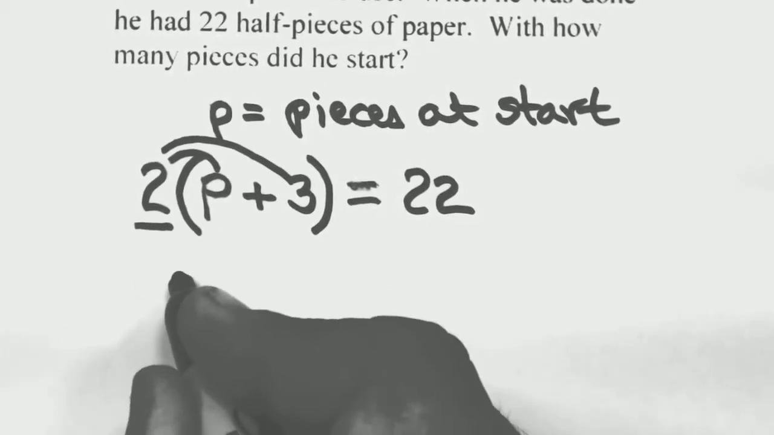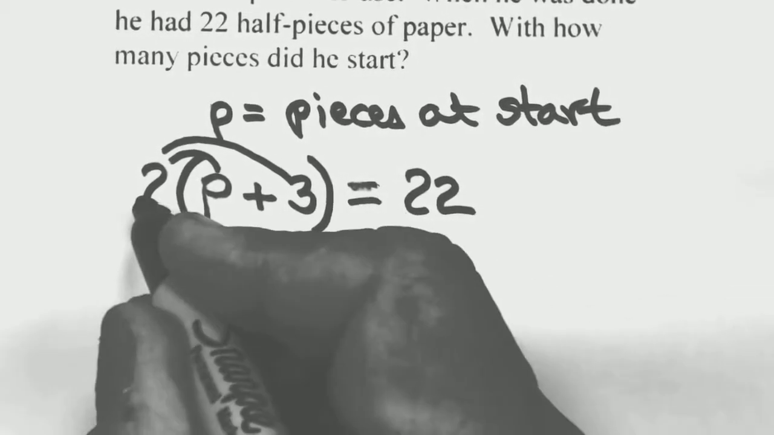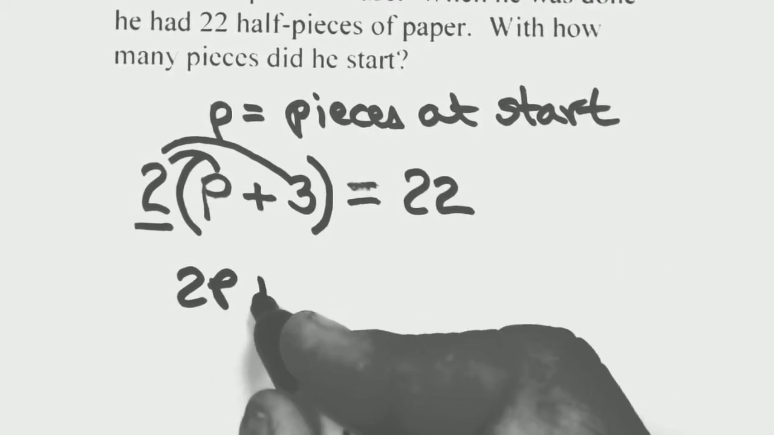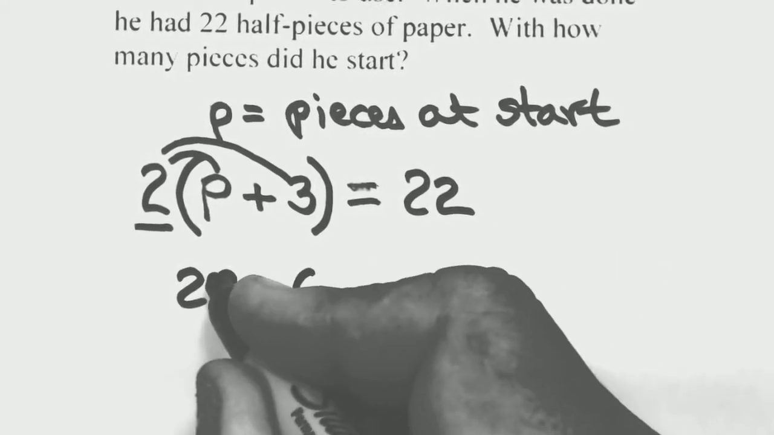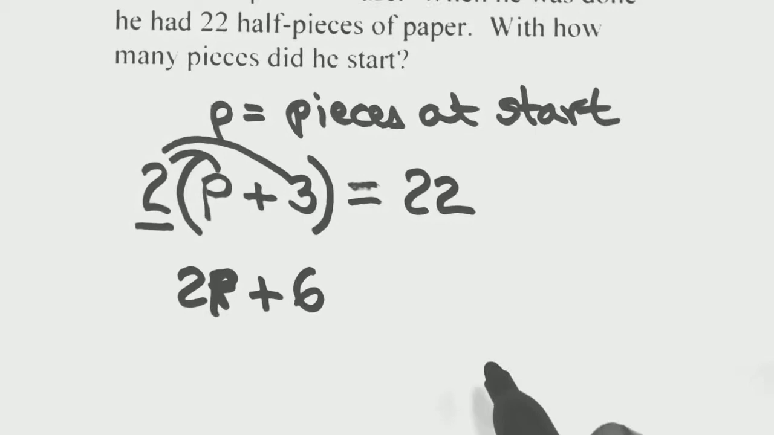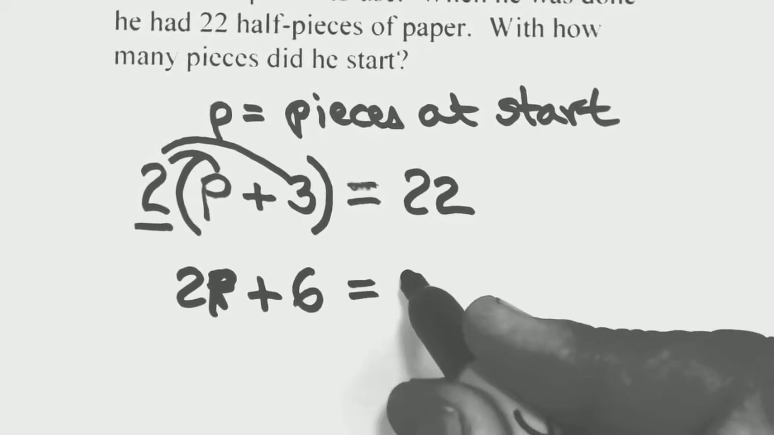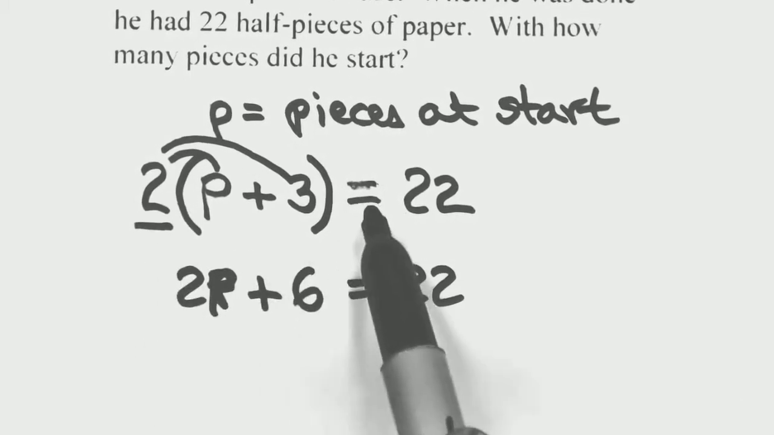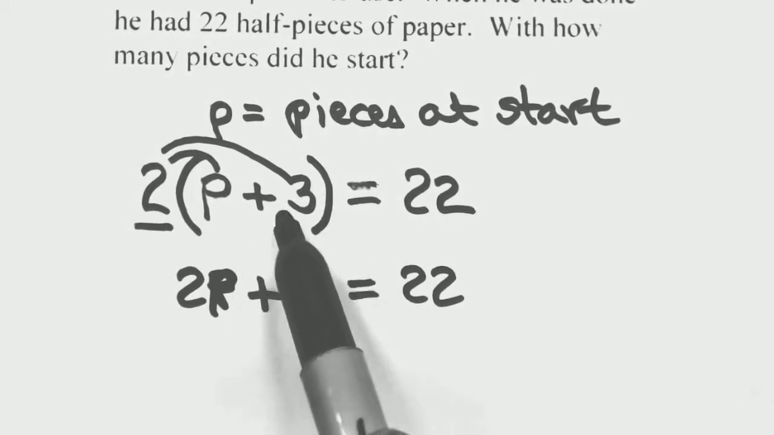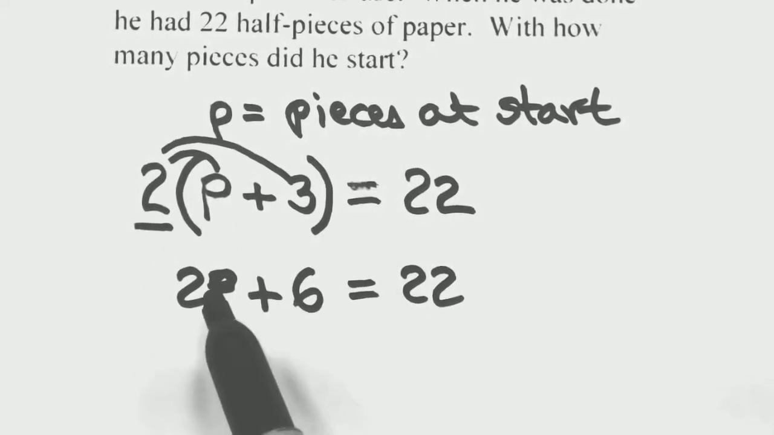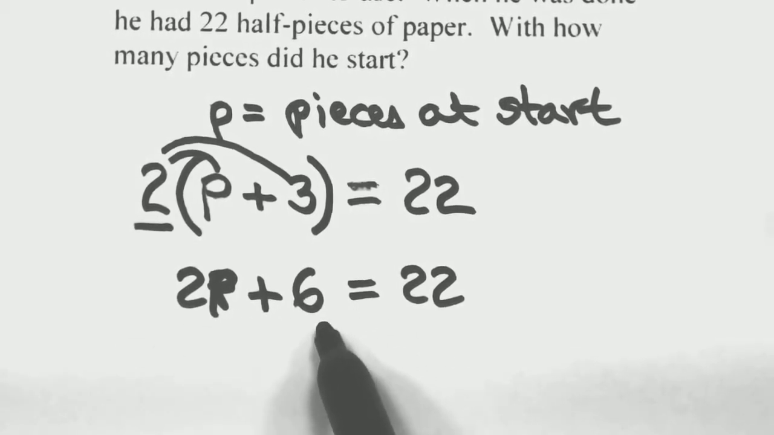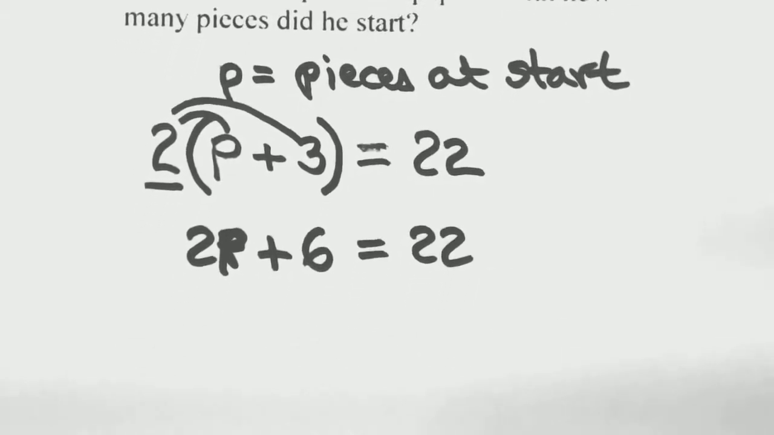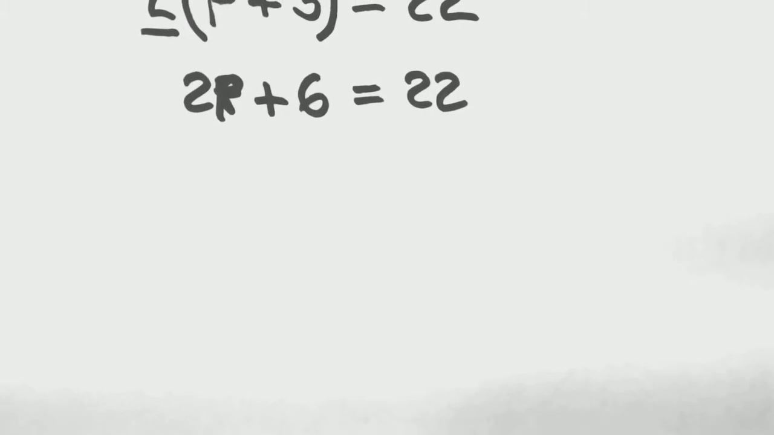Well, 2 times P is 2P. 2 times plus 3 is plus 6. So we have 2P plus 6. And of course it equals the 22 on the right. Okay, well, we've cleaned up the left side here. We've gotten rid of the parens, and now we know exactly how much of each of these terms we have. Now it's time to go ahead and start solving.